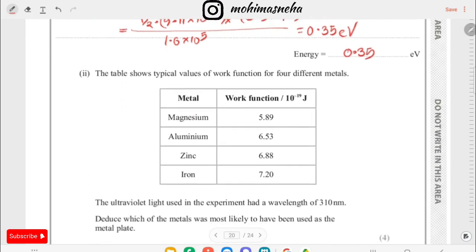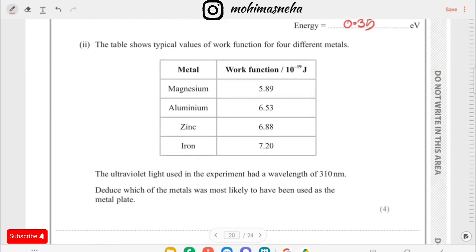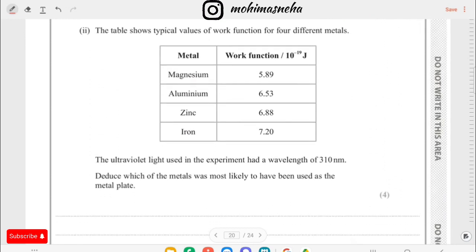Now we're moving to the second question. The table shows the typical values of work function for different metals. We have information for aluminium, magnesium, zinc, and iron. The ultraviolet light used in the experiment had a wavelength of 310 nanometres, and we need to deduce which of the metals is most likely to have been used as the metal plate, because obviously if you're using UV light and it is not providing enough energy, then there will be no emission, right?